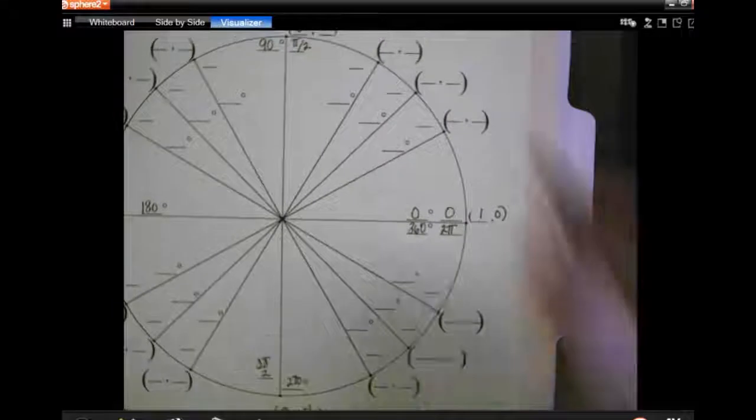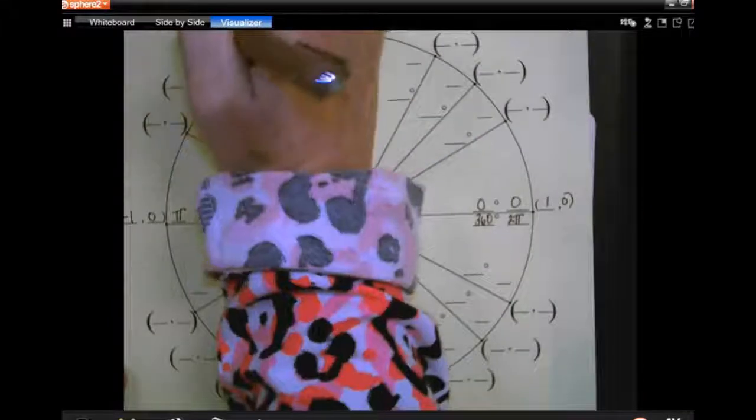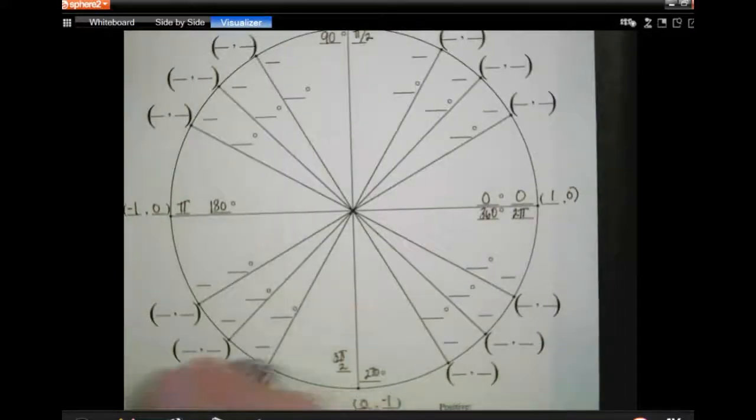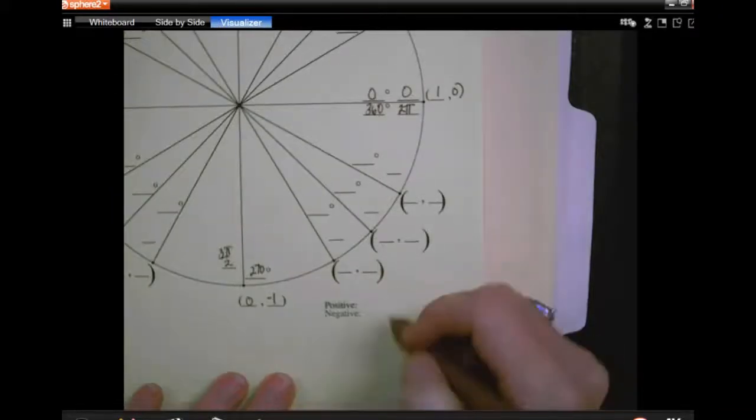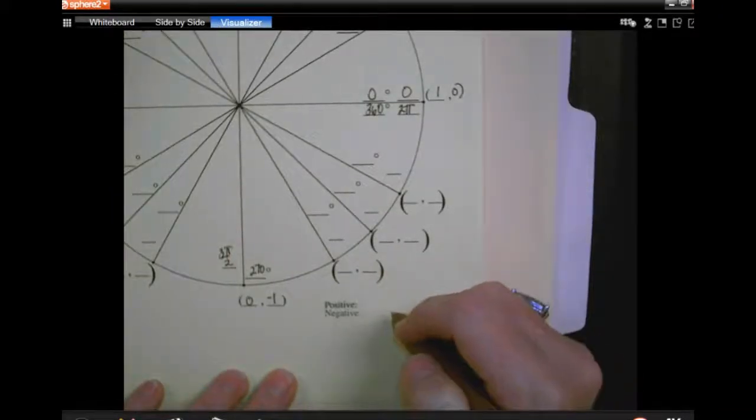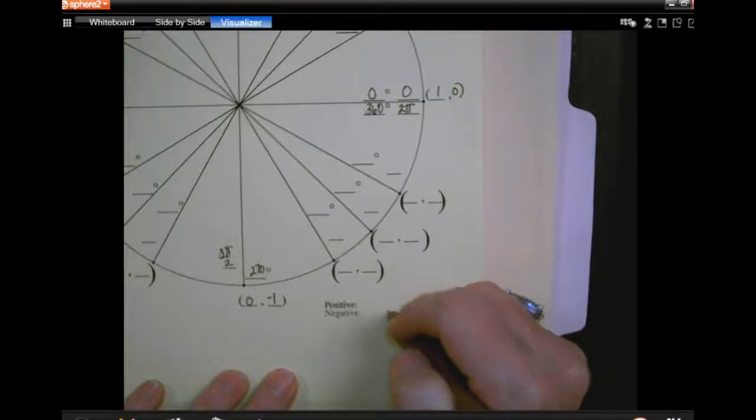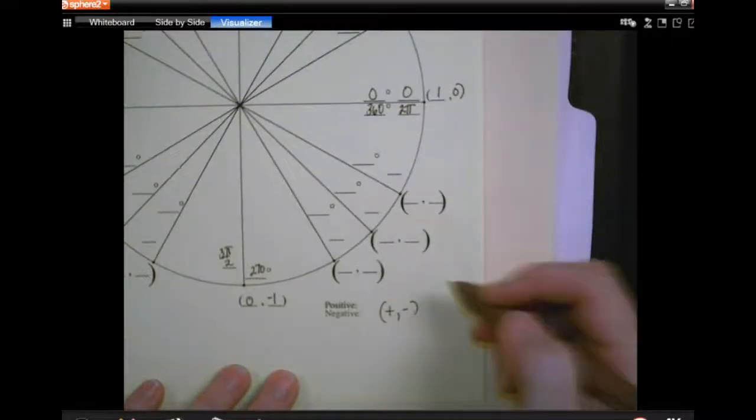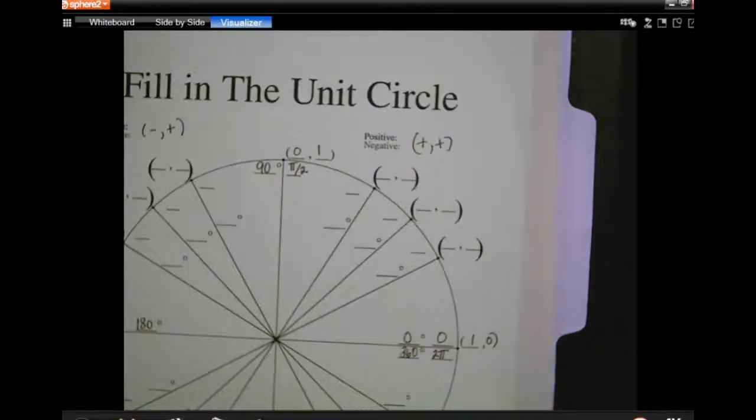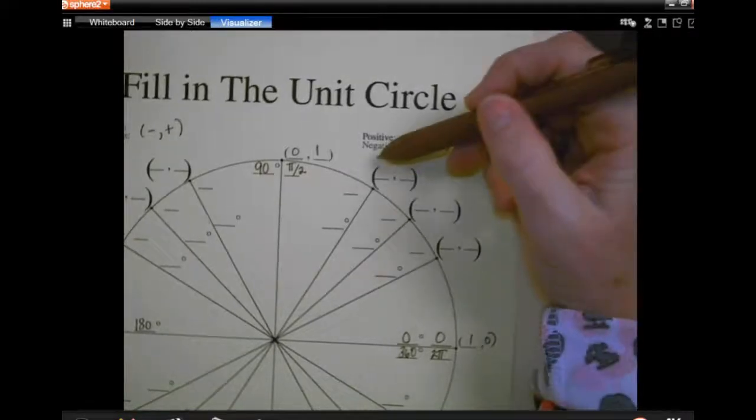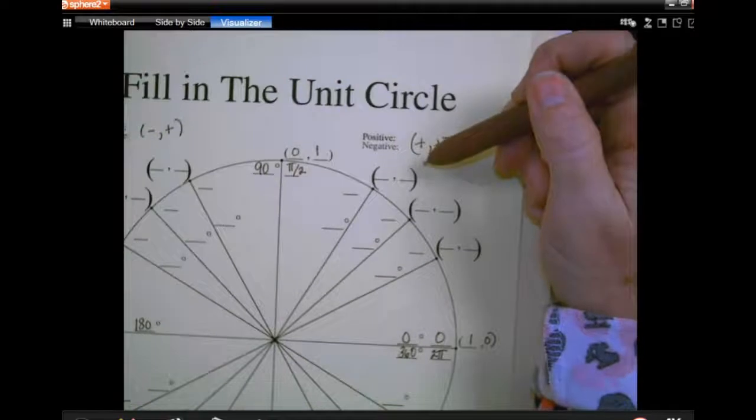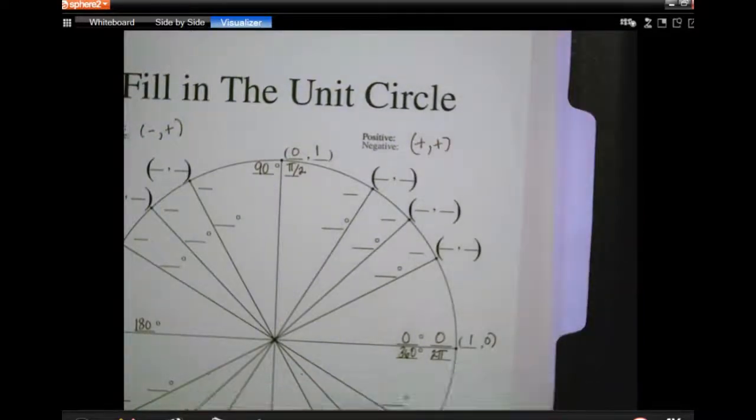And then if you look at all the quadrants, this one's positive and positive. This one's negative and positive. Negative and negative. Okay, well you know what the quadrants are. So the last thing: the first number is the cosine and the second number is the sine. So the x is the cosine and the y is the sine.